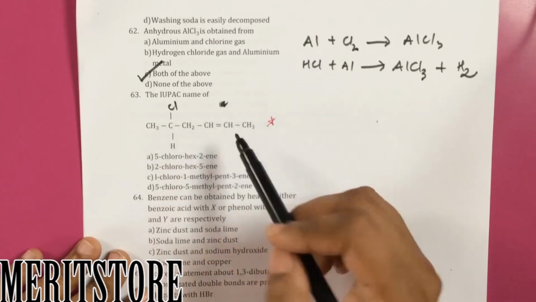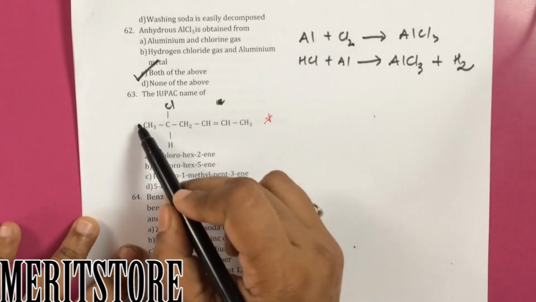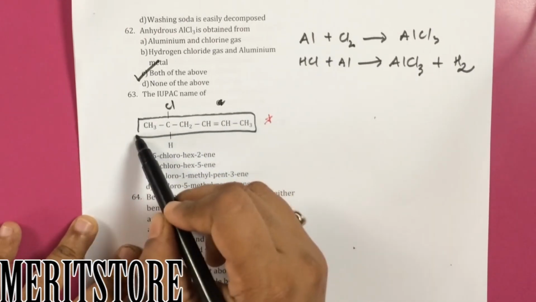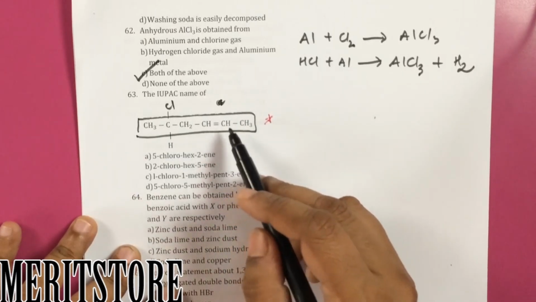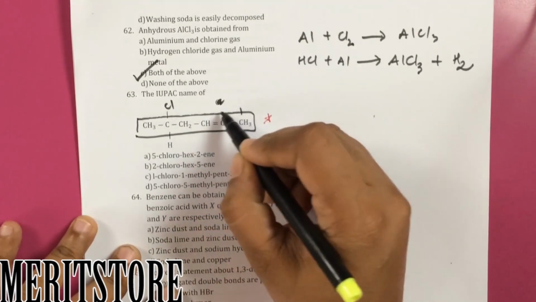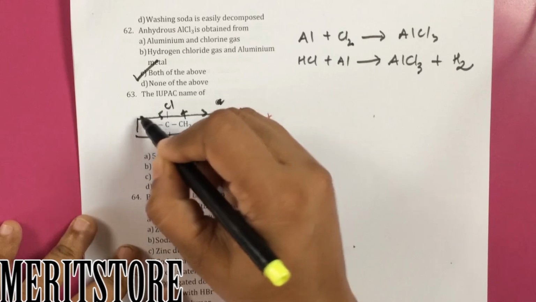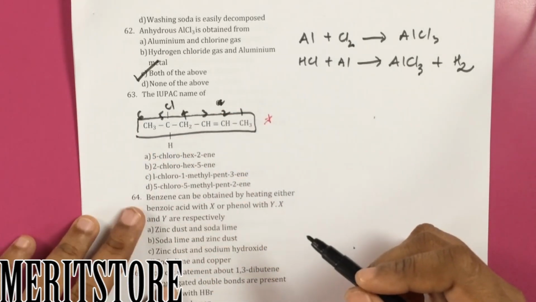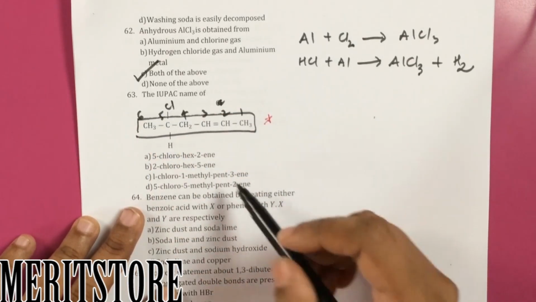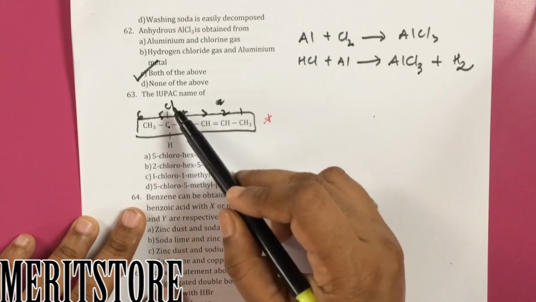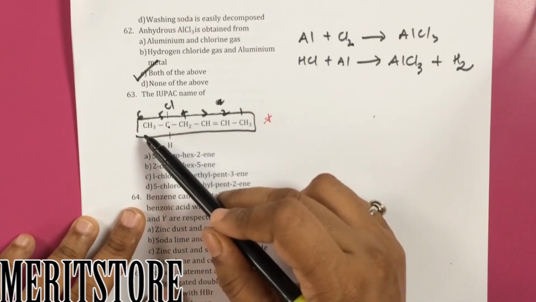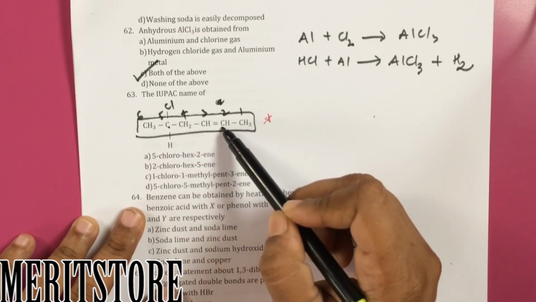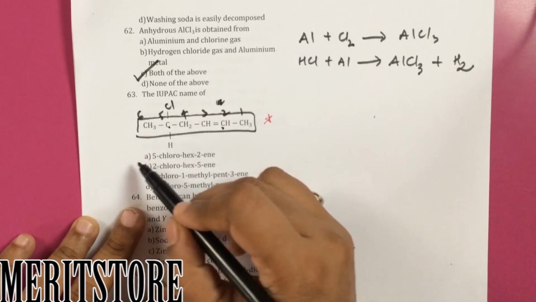Question number 63. We are supposed to write the IUPAC name of the following compound. So we'll first select the long chain. The numbering has to be done nearby to the double bond. So 1, 2, 3, 4, 5, 6. There are 6 carbons in the long chain. The name of this compound is 5-chloro hex-2-yne. Therefore option A.